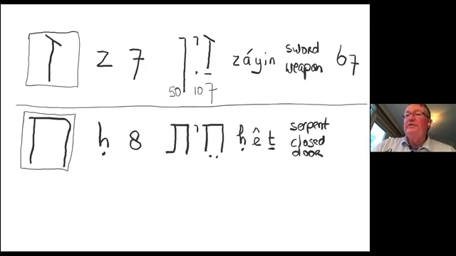The number of the name is 8 plus 10 is 18 and 400. So it's 418. That's the gematria of the Hebrew letter Chet.